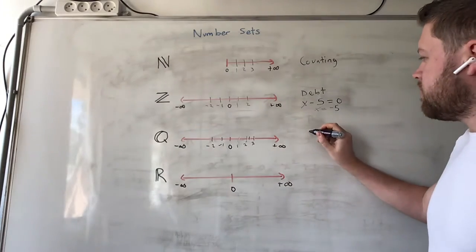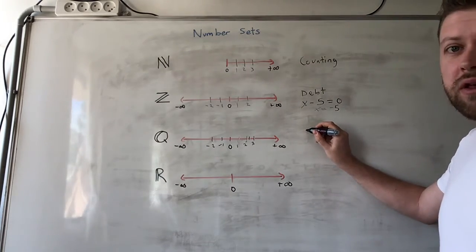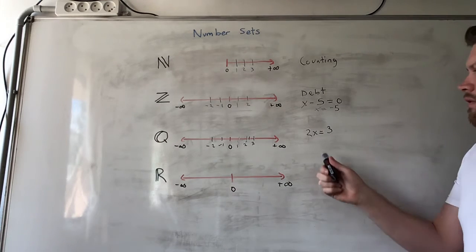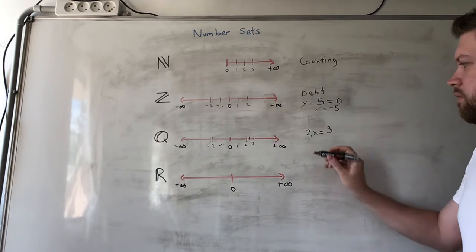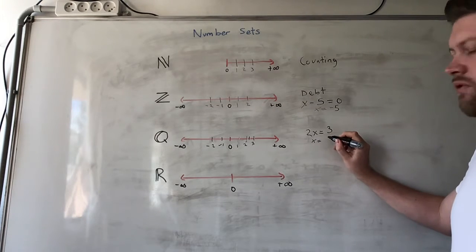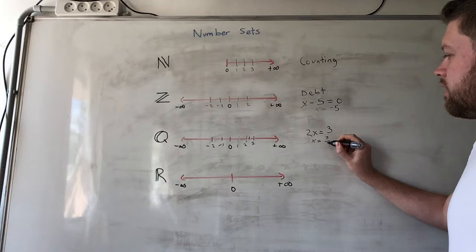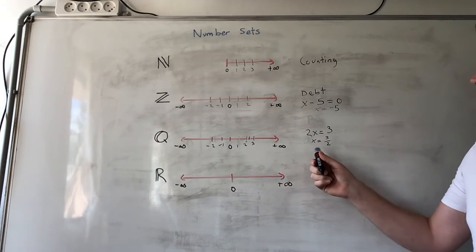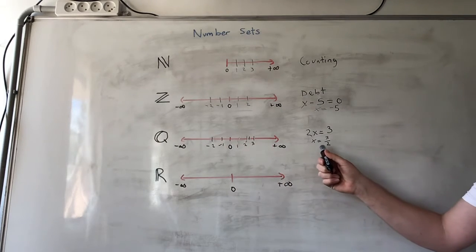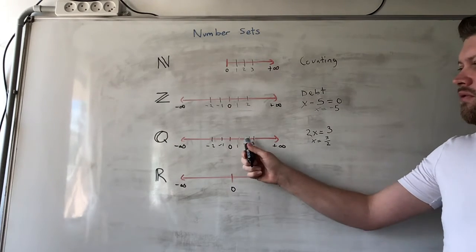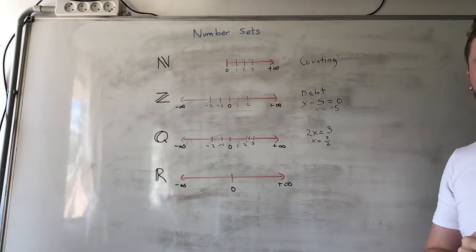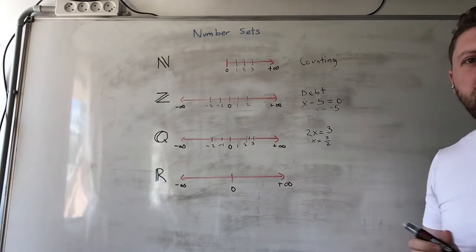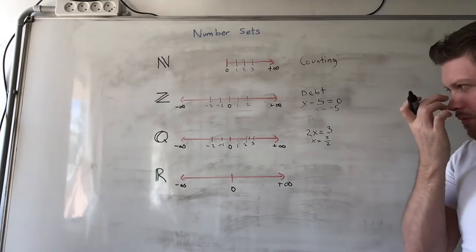The rational numbers might be used to solve equations like this: 2x equals 3. So this can't be a whole number, right? Because x, if you divide both sides by 2, you would get 3 divided by 2, which is not a whole number. So the rational numbers are all of the whole numbers, negative and positive, and fractions. And you can see that the natural numbers and the integers are all contained inside the rational numbers.